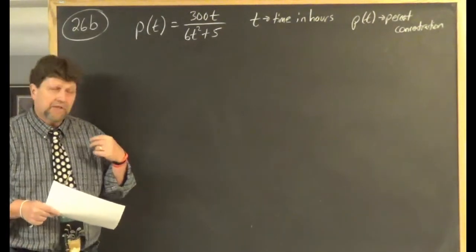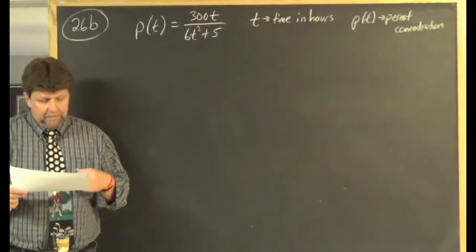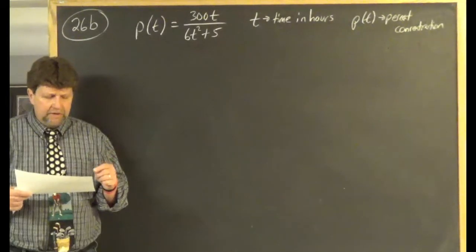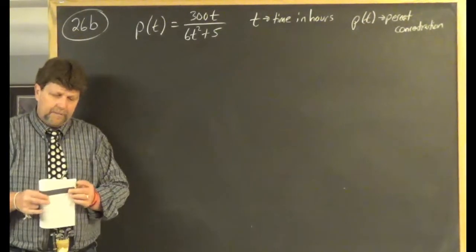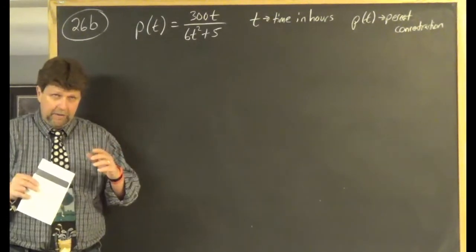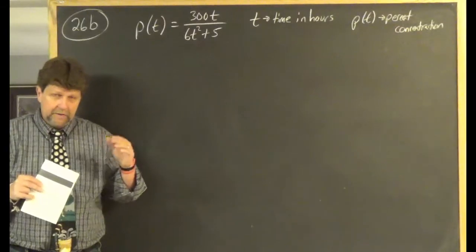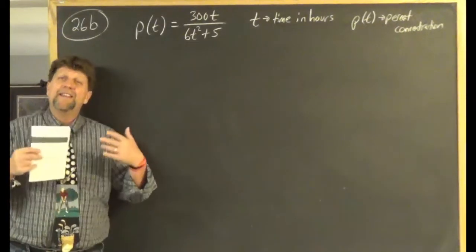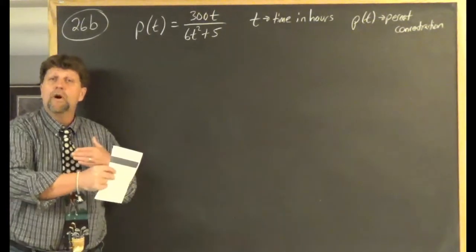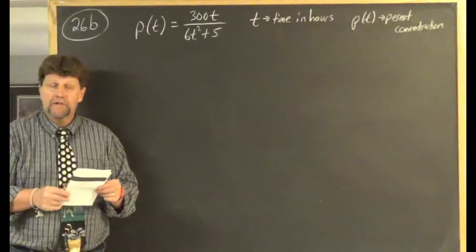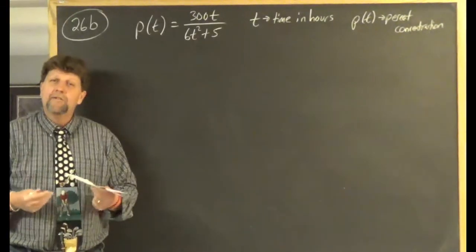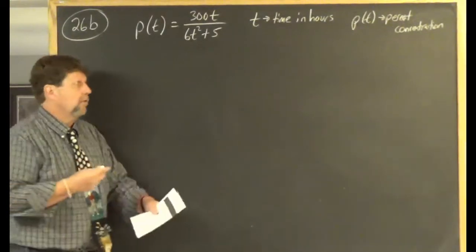And P of T is the percent concentration. So you were asked to find the average percent concentration on the interval 10 to 20. That would be T values 10 to 20. So we're trying to find the average percent concentration from 10 to 20 hours after the administration of this medication. In any event, we're trying to get an average value on the interval 10 to 20.